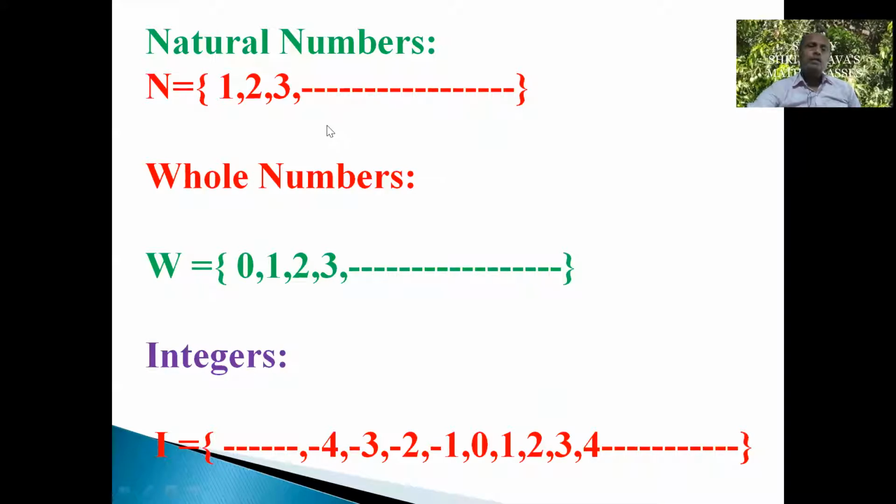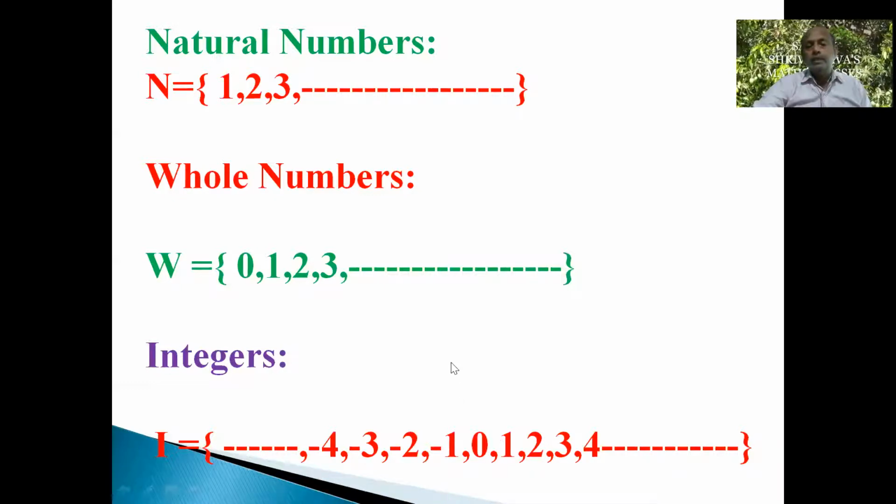Natural number is just a counting number. It is represented by capital N, and simply you write all the numbers in curly brackets, you can easily represent the natural numbers. In the same manner, whole numbers are represented by W. W is equal to 0, 1, 2, 3 and so on.